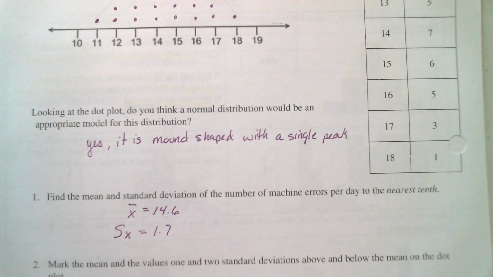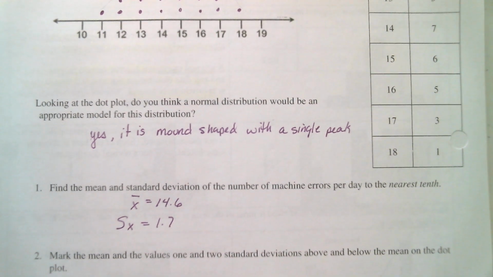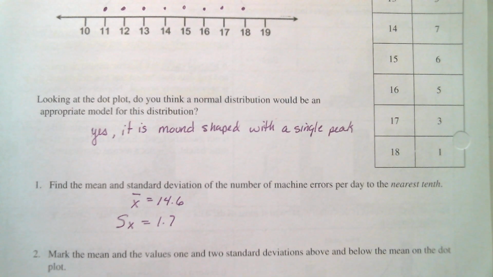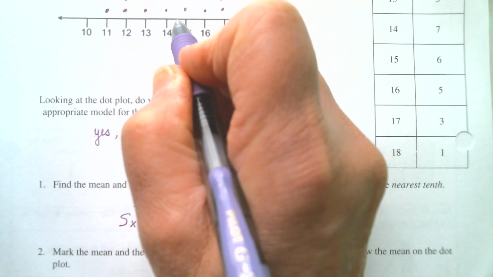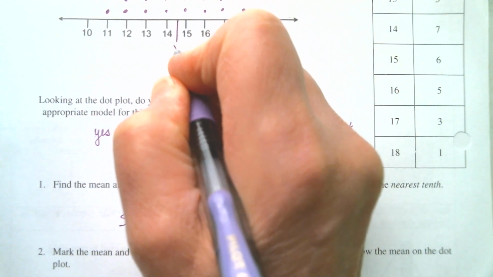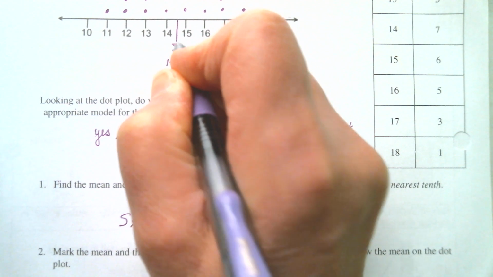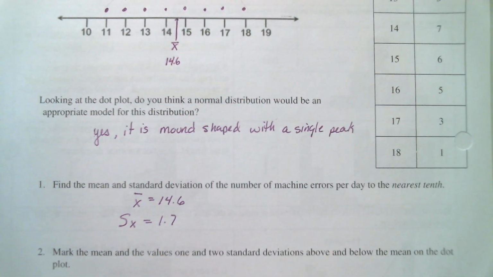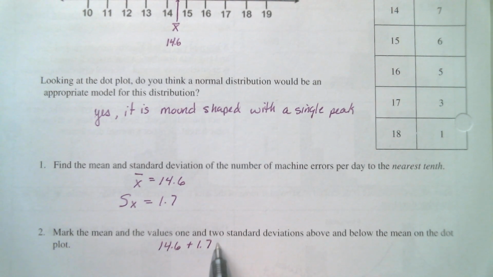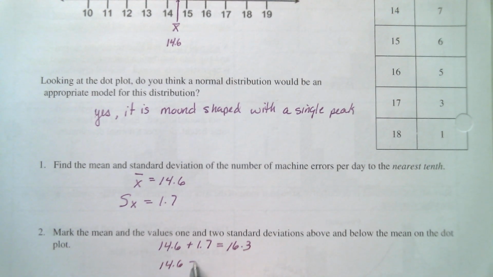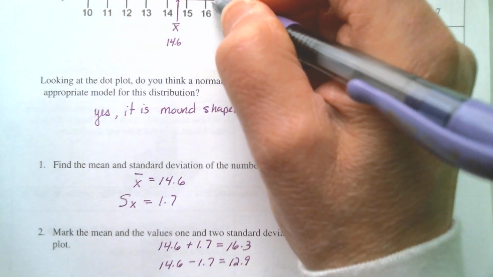Mark the mean and the values 1 and 2 standard deviations above and below the mean on the dot plot. Okay, so the mean is 14.6, just slightly more than halfway. Here's the mean of 14.6. And then 1.7 above and below. So let's do 14.6 plus 1.7. What is that? 16.3. And 14.6 minus 1.7 is 12.9. So 16.3 about here.